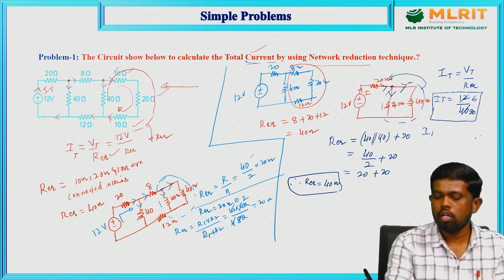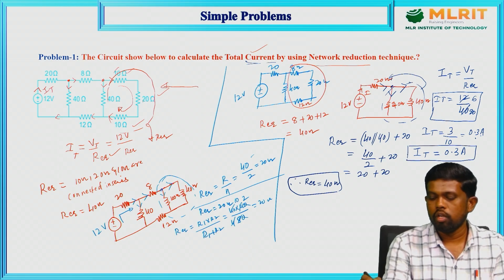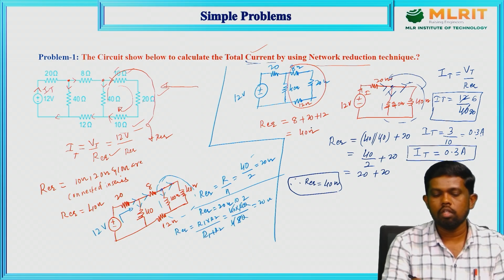Therefore I total is equal to 3 upon 10, I mean 0.3 ampere given by the voltage source. I mean, the total current circulating from the voltage source is how much? It is 0.3 ampere. So this is what we needed to find by using the network reduction technique.